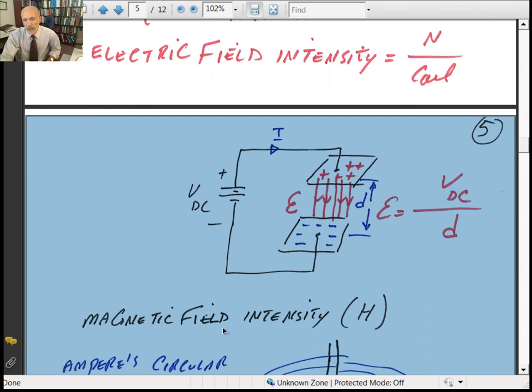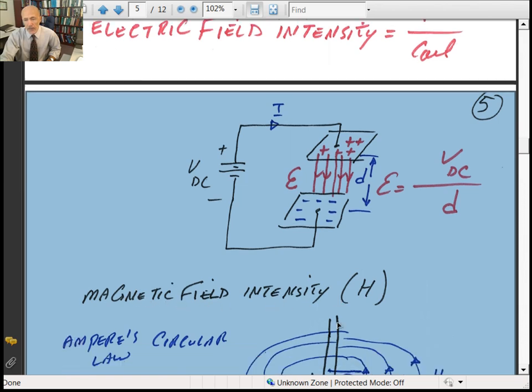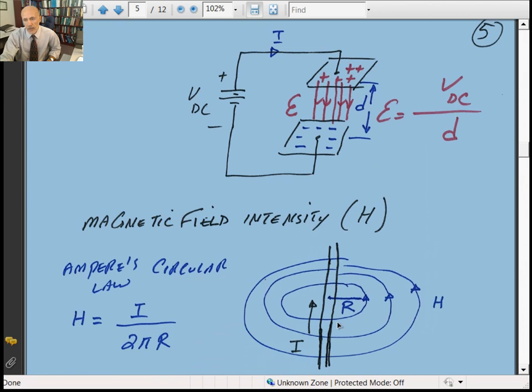But if you look at the magnetic field intensity, H, the only difference is with the electric field: the field always starts from one charge and terminates on another one, in this case the plates. But the magnetic field has no starting and no ending point.